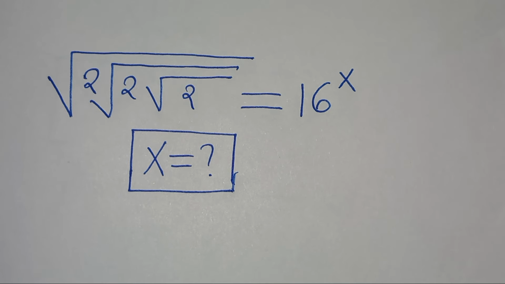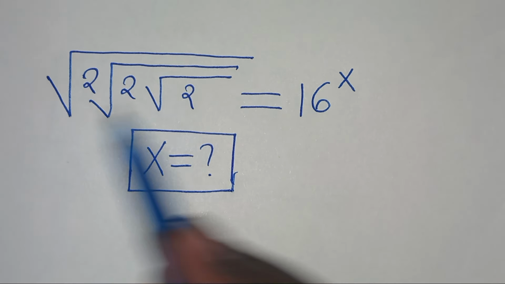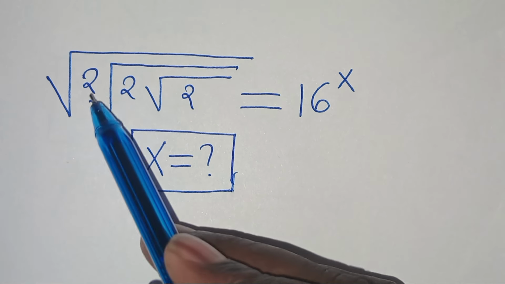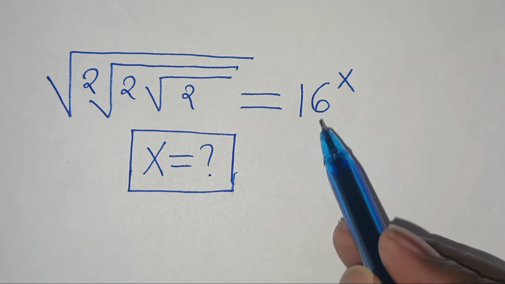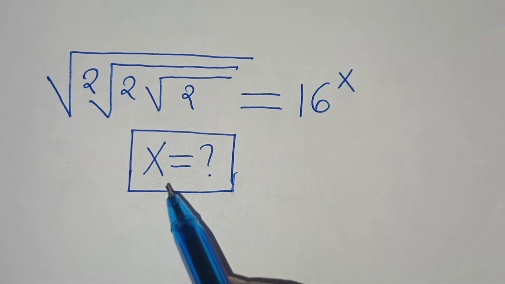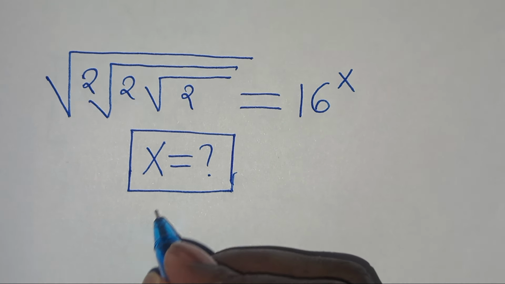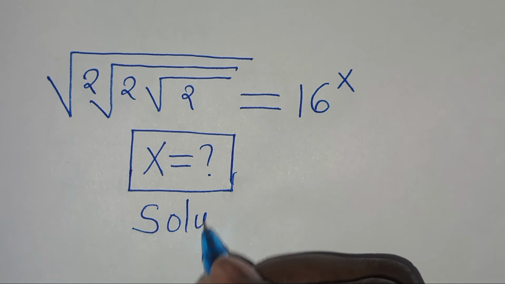Hello everyone, you're welcome to solve this nice math problem, which is the square root of 2 times square root of 2 times square root of 2. This is equal to 16 raised to the power of x. So what is the value of x? Now let's provide a solution from here.